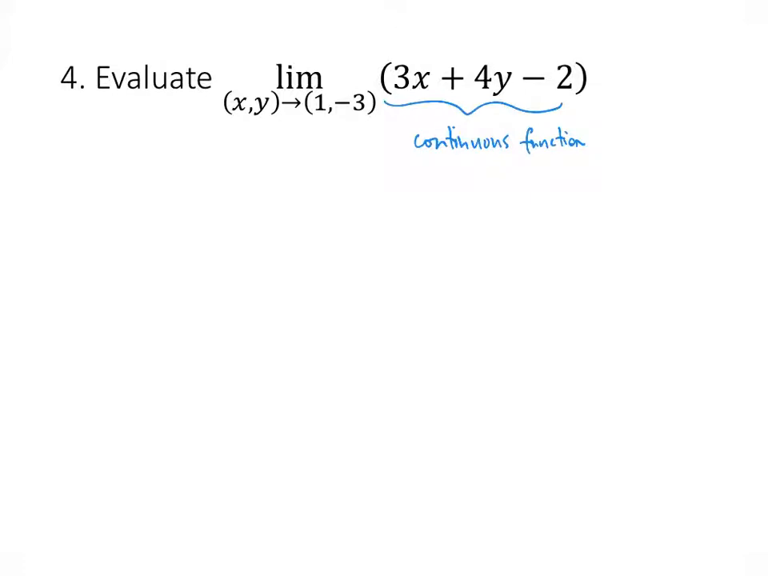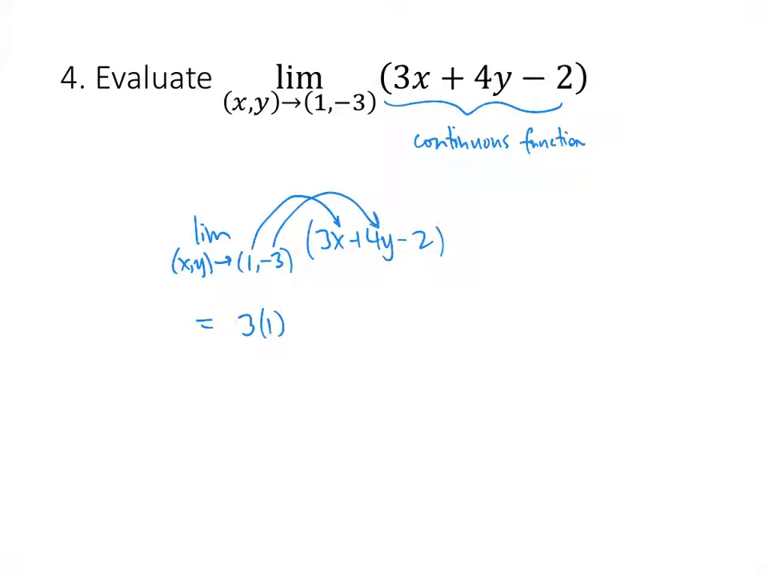So in this case, 3x plus 4y minus 2, that's just a polynomial. It happens to involve two variables, but it's still a polynomial. And so we can just plug in here. So the limit as (x,y) goes to (1, negative 3) of 3x plus 4y minus 2 is just what we get when we plug x equals 1, because the 1 goes in for the x, and the negative 3 goes in for the y. So 3 times 1 plus 4 times negative 3 minus 2. That's going to be 3 minus 12 minus 2. That's negative 11.